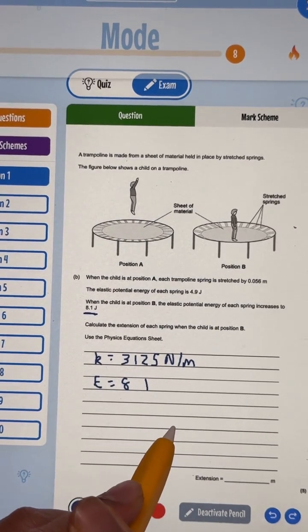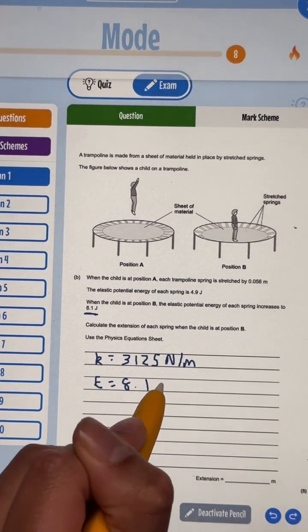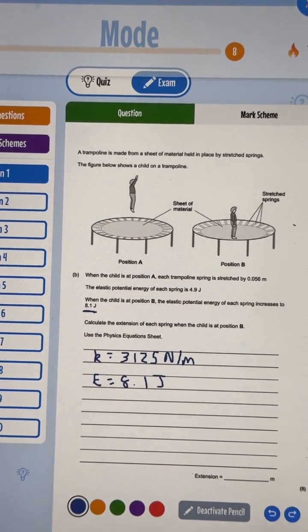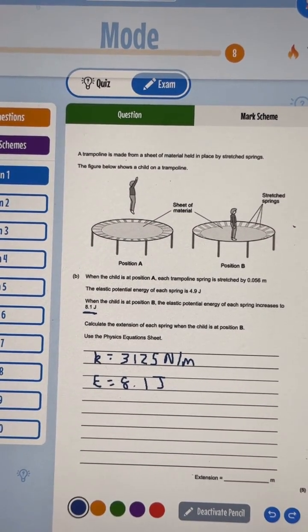Someone asked, is this triple? No, it's not triple science. This is combined. So it's near the start of the energy topic in topic 1.